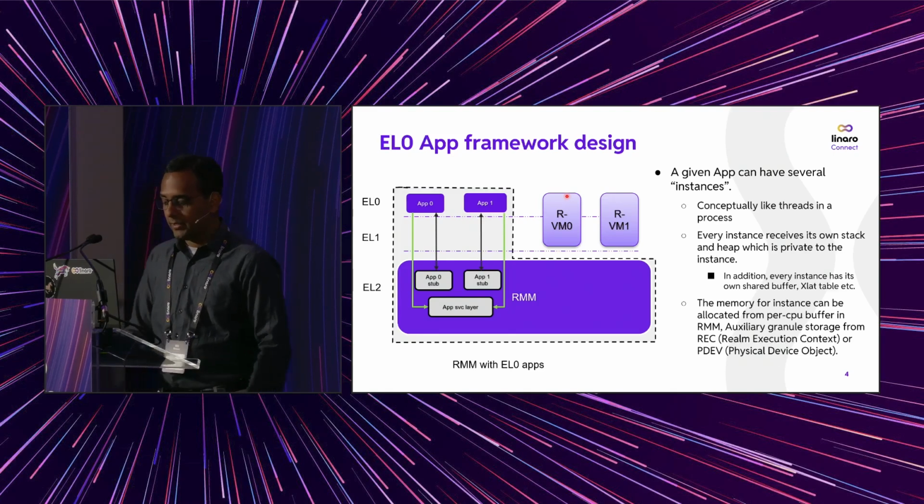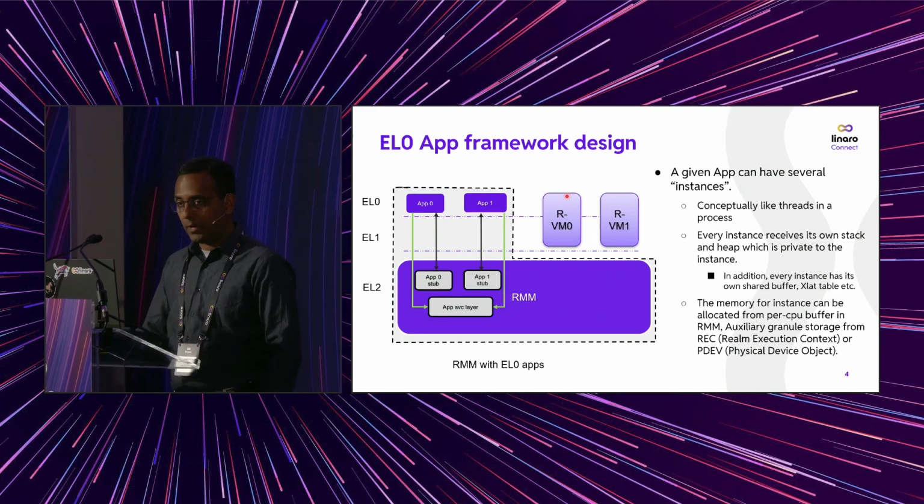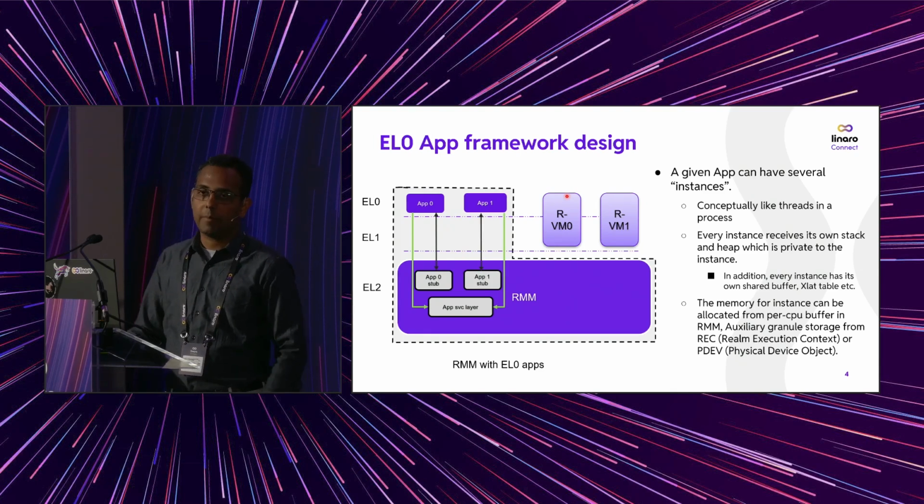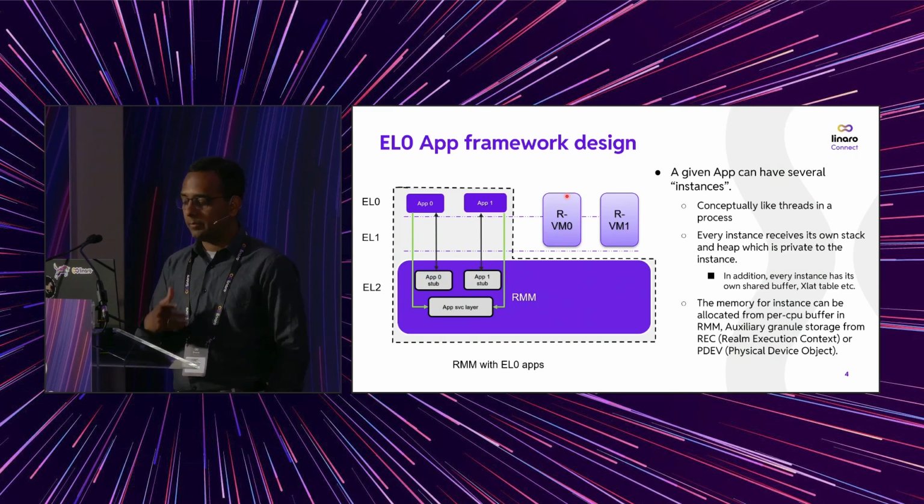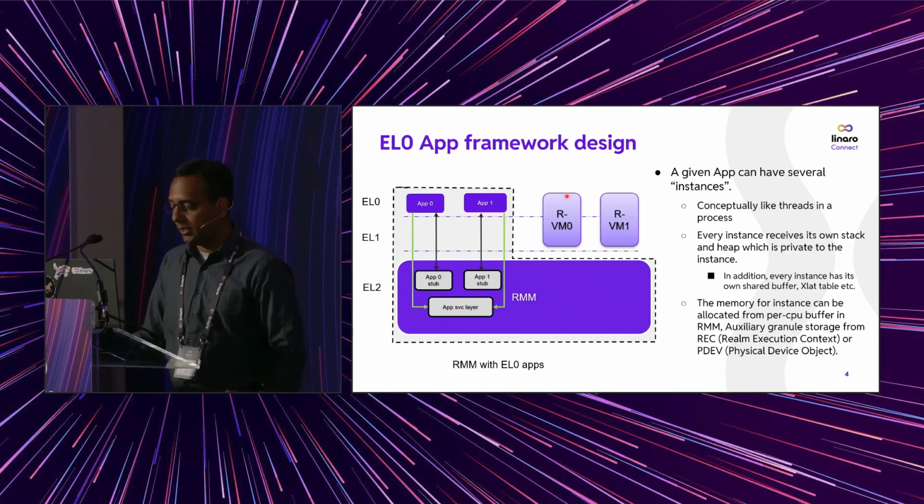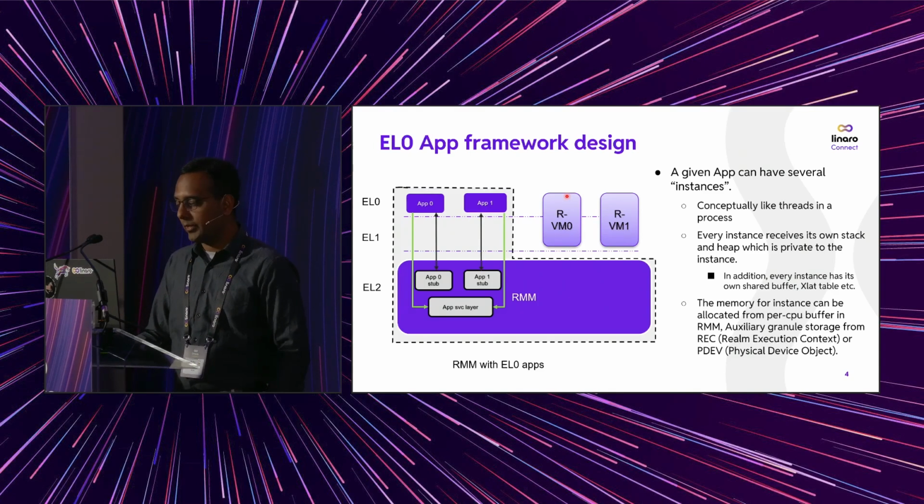Now, the memory for the instance can be either allocated from the per-CPU memory within RMM, which is part of the Realm RMM carve-out, or it can come from the auxiliary granule storage from the REC or the PDEV. REC is the Realm execution context. So the RMI spec represents vCPUs as a REC. And as part of interacting with RMM, the host delegates the REC objects into RMM so that it captures the metadata for the vCPU. And there is some auxiliary granule storage as part of that. And we can make use of that for allocating memory for the app instance.